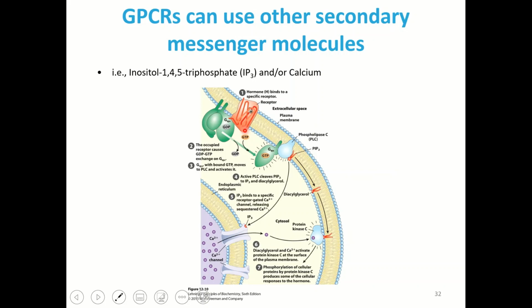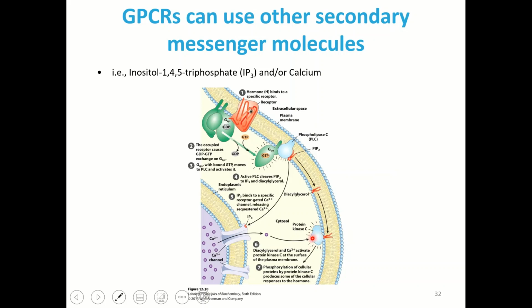Okay, when a hormone binds to this receptor, it turns that G protein on. That G protein then activates what's known as phospholipase C. That cuts that head group off of the phosphatidylinositol, and then that inositol phosphate will go and bind to a ligand-gated ion channel, which then lets calcium into the cell.